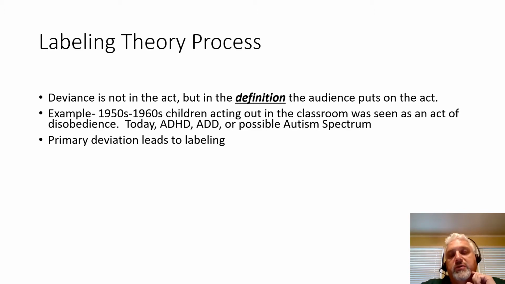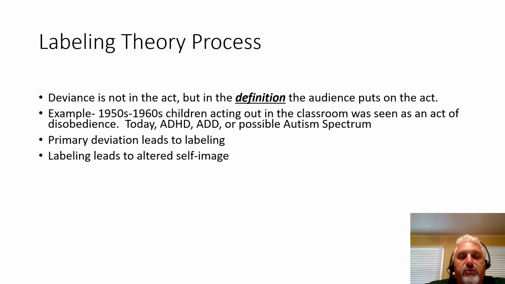So let's take some examples. During the 1950s and 60s, children who misbehaved in the classroom were seen as disobedient children that needed to be punished. Today, children who act up or are hyperactive in a classroom are evaluated in terms of perhaps they have ADHD or ADD, or perhaps they're possibly on the autism spectrum. So it is this idea that over time, behaviors we once considered deviant or disobedient are now treated as medical conditions.